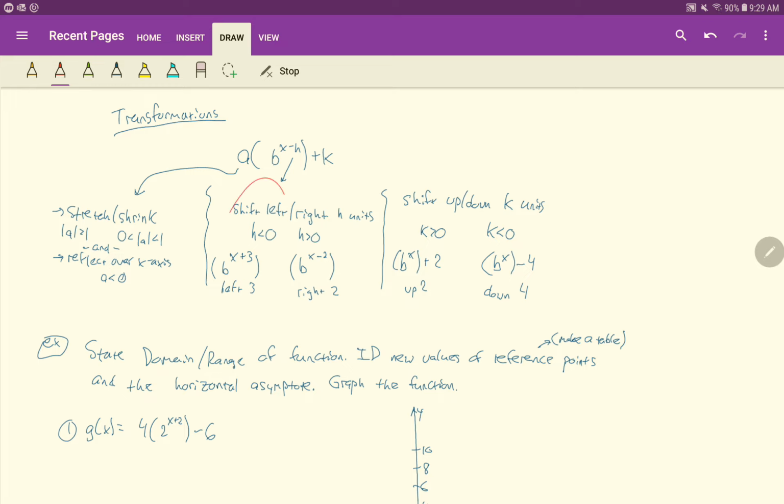Okay, we can shift left. Those are for h values less than 0. So if you have x plus 3 in the exponent, that's a shift left 3. We can shift right, of course. So if we have x minus 2 in the exponent there, that's a shift right 2. We can shift up or down k units, of course, that plus k there. And so again, the plus 2 means we're going to go up 2, and the minus 4 means we're going to go down 4. Okay, so no surprises there.